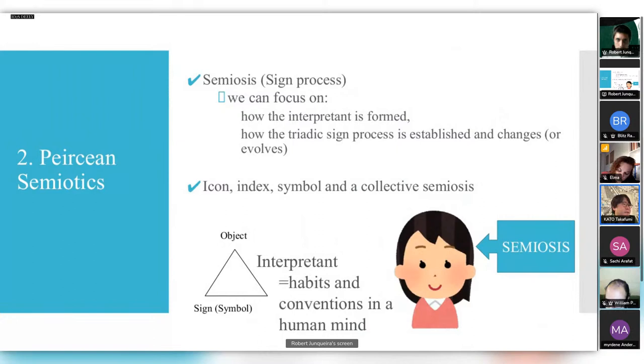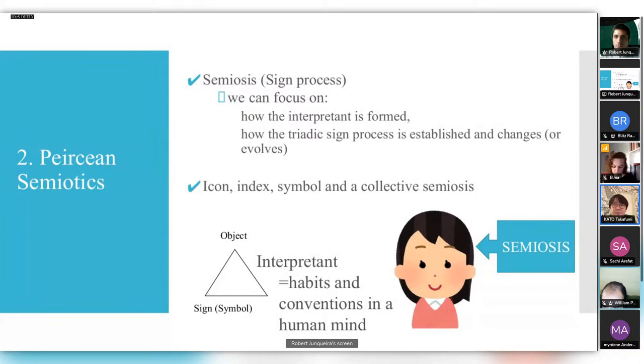between sign and object. Precisely because we see the working of sign as a process, we can focus on how the interpretant is formed, how the relationship between sign and object changes as the interpretant changes, or, to put it more generally, how the triadic sign process is established and changes or evolves.